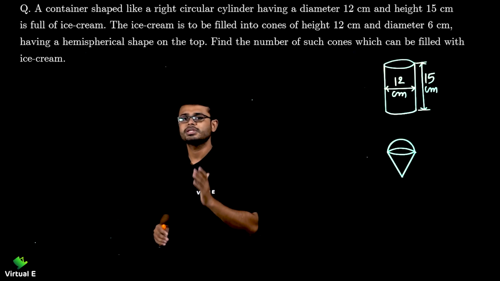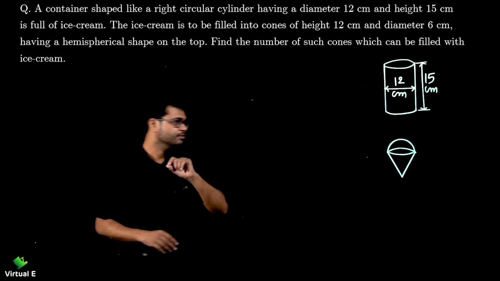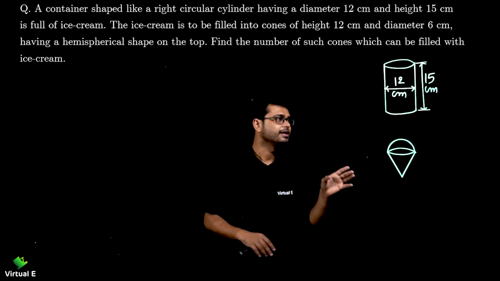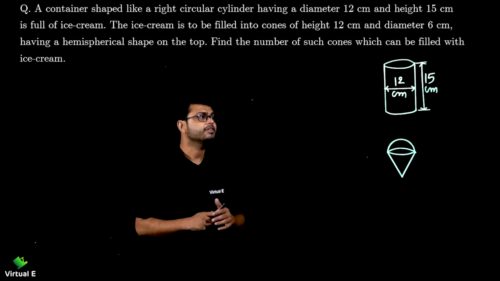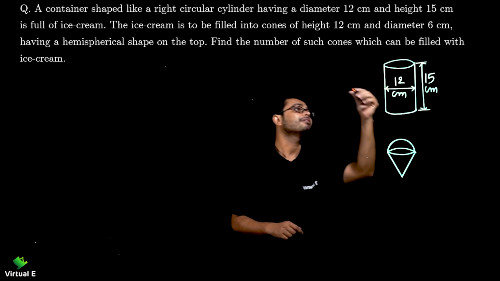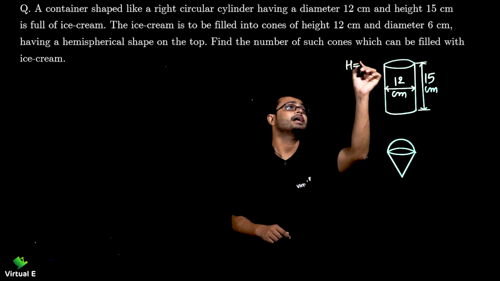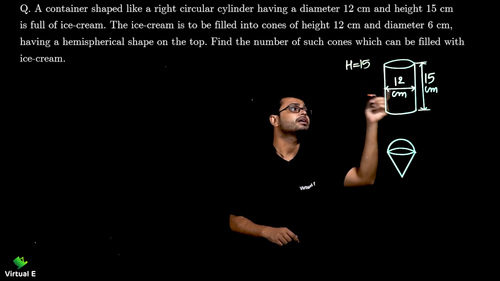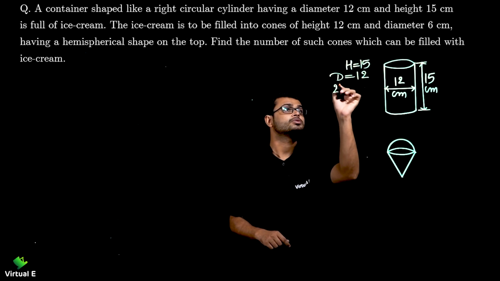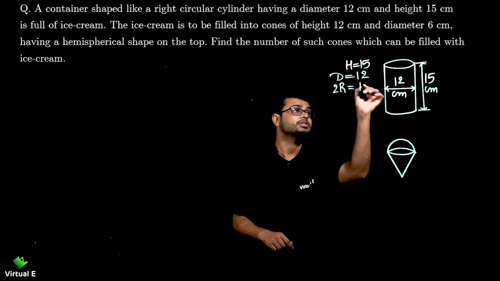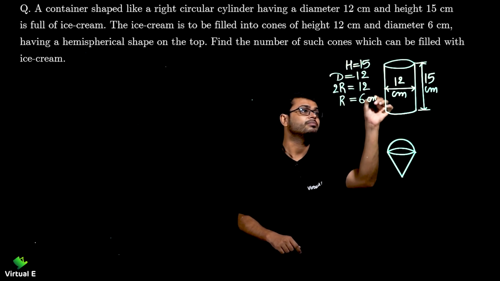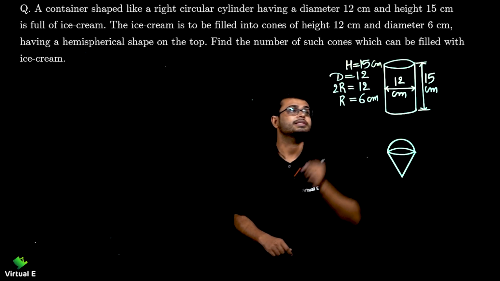So this is a question related to volume. Don't use the formula for surface area, be it TSA or CSA. That's it. So let's start with the information which is given. Let's start with the cylinder first. So we have height, let's say capital H, which is 15. We have diameter, so capital D, it is 12. Let's say 2R, which is 12 centimeters. So guess what? Radius of cylinder is 6 centimeter. Let's write here as well, 6 centimeter.